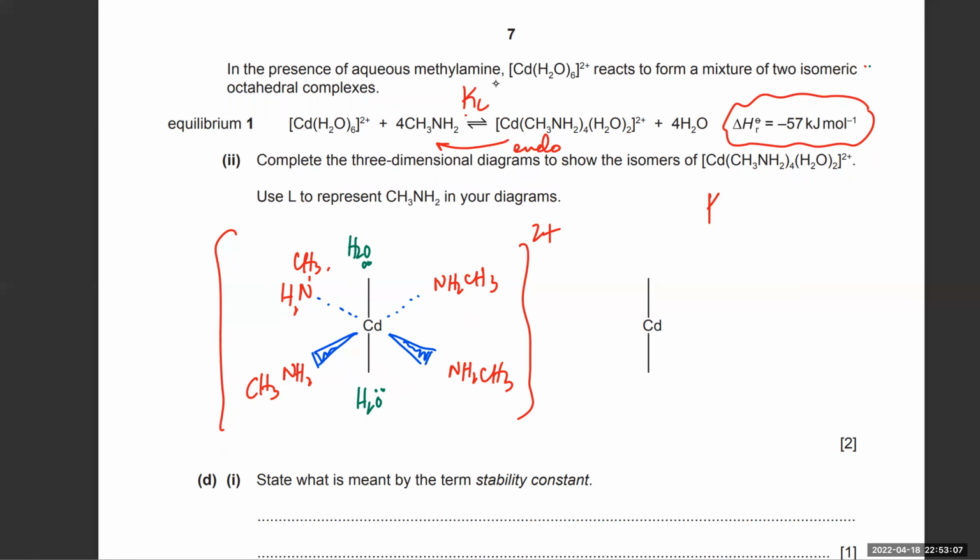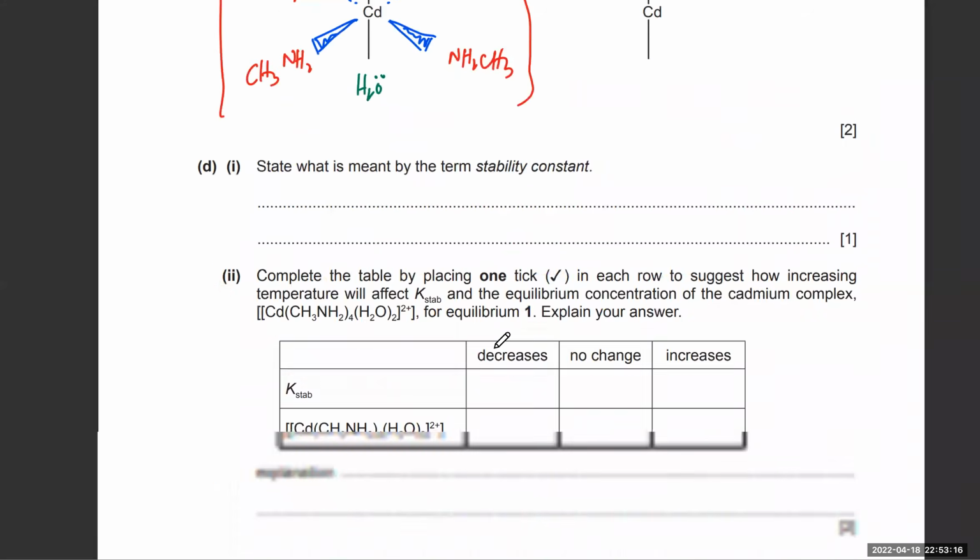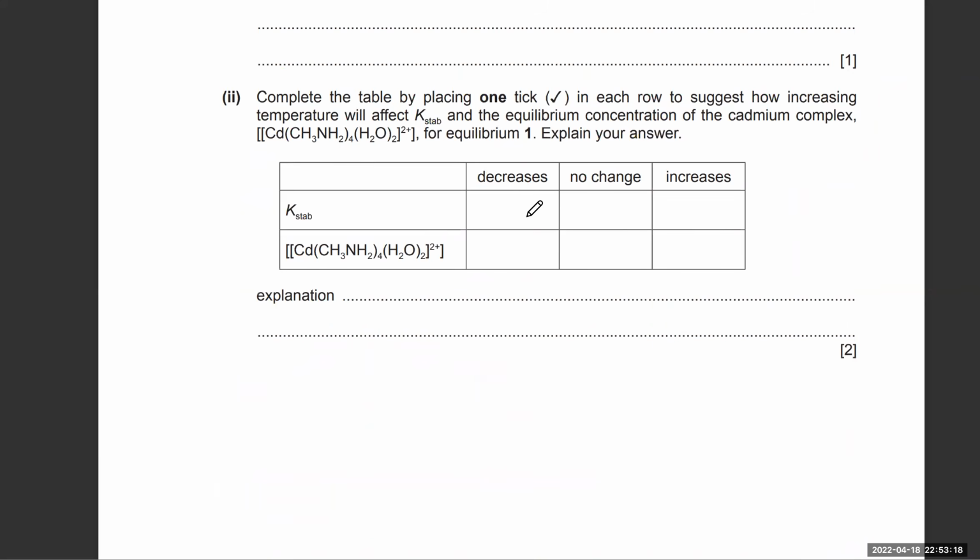And will you decrease? I mean, if you do products, you get more reactants, right? So that means it's going to be a smaller value. So it's going to decrease. So that's your answer. K stability value, what? It's going to decrease. And you're going to write that the equilibrium favors endothermic at higher temperatures.